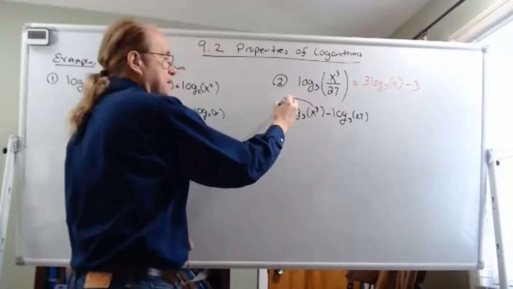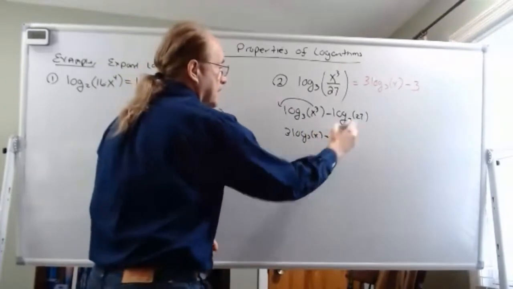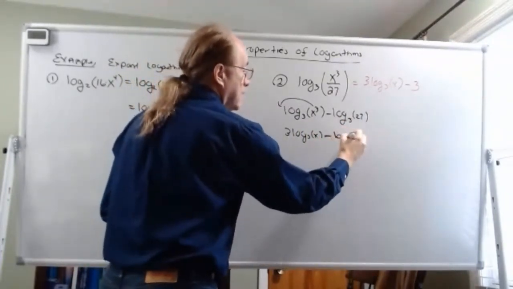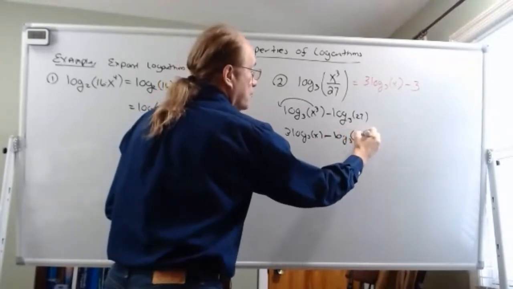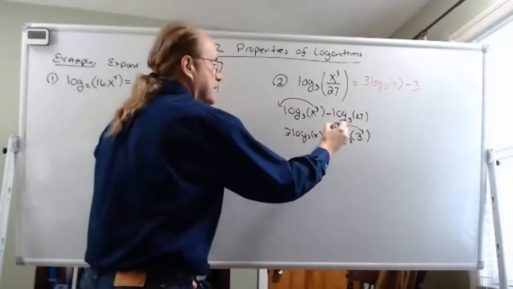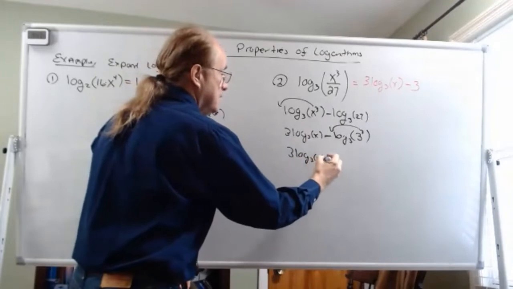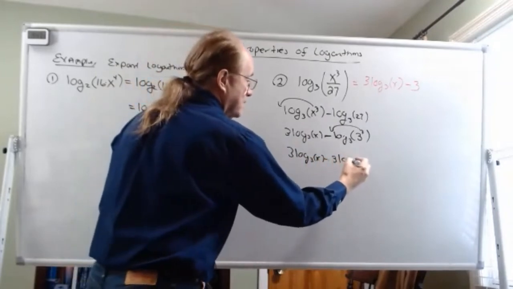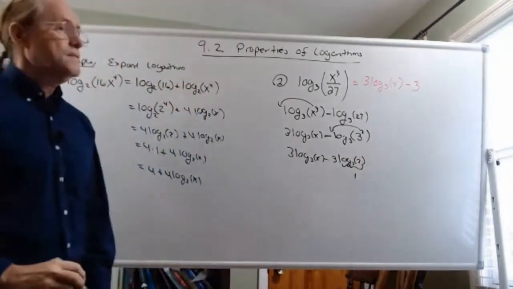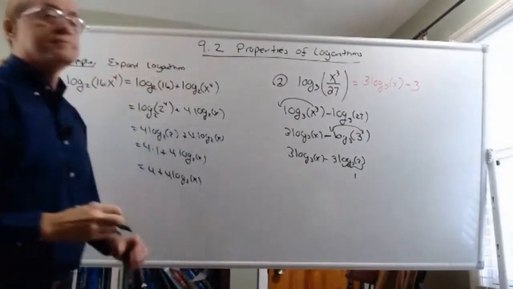What can I do here? I can bring that down. 3 times log in the base 3 of x minus, I can write that as 3 cubed. That's what 27 is. What can I do? I can also bring that down. So I get 3 times log in the base 3 of x minus 3 times log in the base 3 of 3. But what is that equal to? That's just 1. So I get my final answer there.